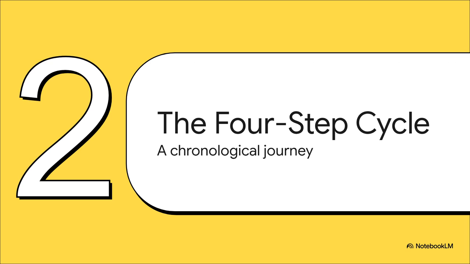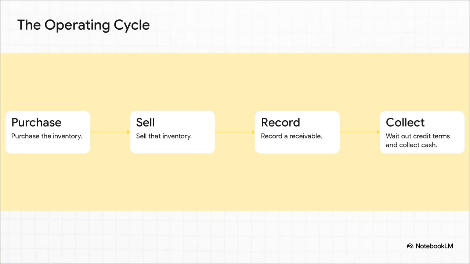Moving on to Section 2, the four-step cycle. So this is the chronological journey of your working capital. Step 1, you purchase the inventory, and boom, the clock starts. Step 2, you hold on to it until you finally sell that inventory. Step 3, unless they pay cash up front, you record a receivable. And finally, Step 4, you wait out those credit terms until you collect the cash.